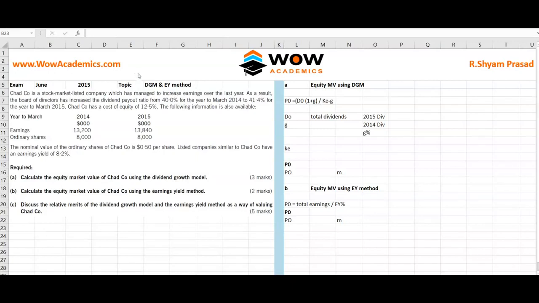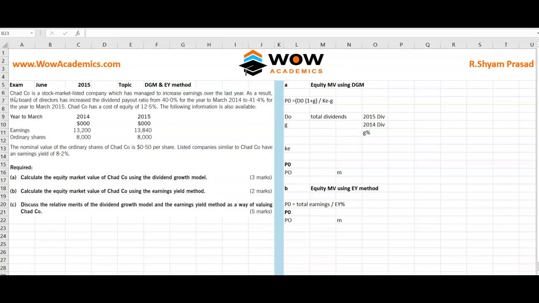So in this question, we are going to discuss the dividend growth model and the earnings yield method. This question was asked in June 2015. We'll start from the required. There are three required here, and C refers to a theory question, so we will be doing A and B. Calculate the equity market value of CCO using the dividend growth model. Calculate the equity market value of CCO using the earnings yield method.